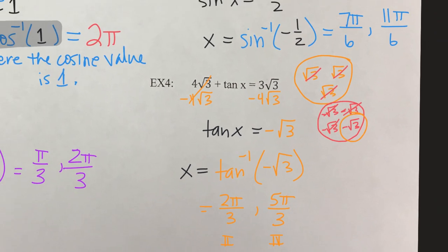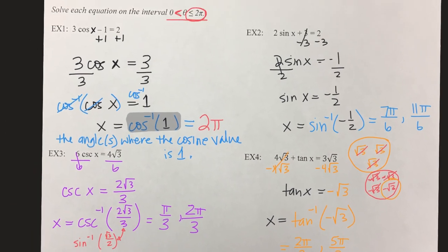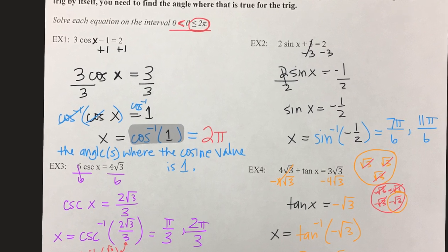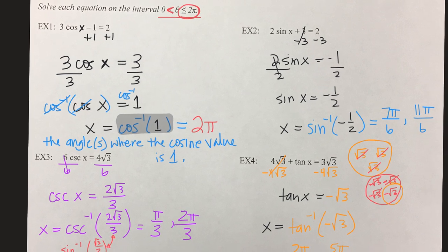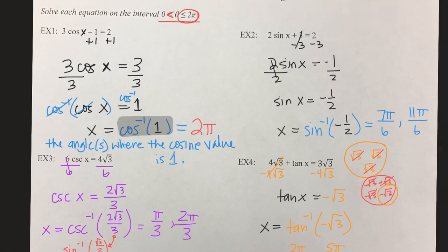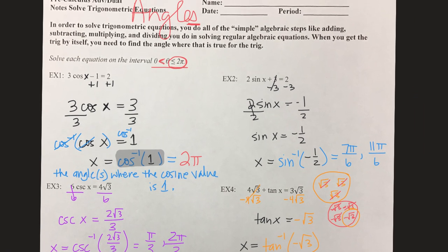So when we're solving our trig equations, we do our elementary stuff first. We subtract away from the trig, and then we divide, and then of course the formal thing is to take the inverse in order to find the angle from your unit circle where that specific trig has that specific value. Okay, hopefully this helps and you have a better understanding of how to solve trig equations.